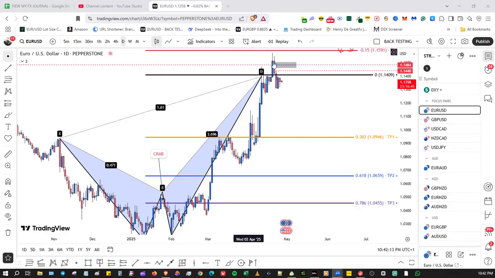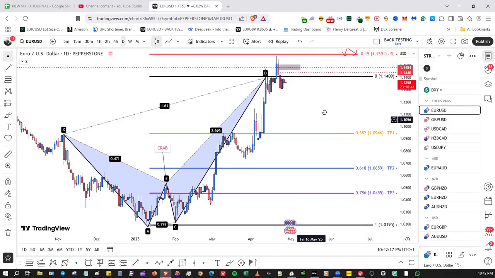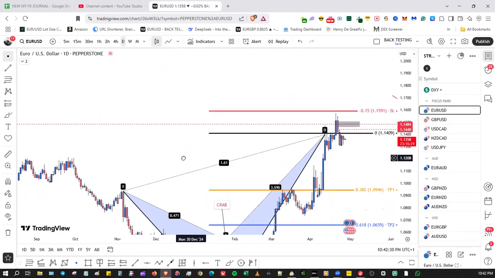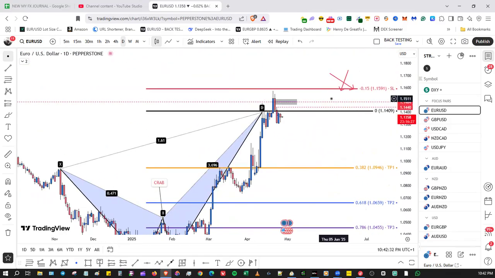Now let's start with Euro USD. On Euro USD, I'm seeing this long term. This is actually a crab pattern, a bearish crab. We have everything for this setup. If price decides to trade above 1.1591, this setup becomes invalid.